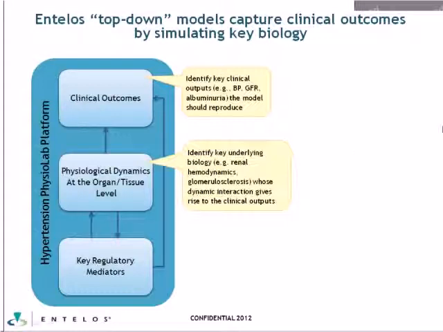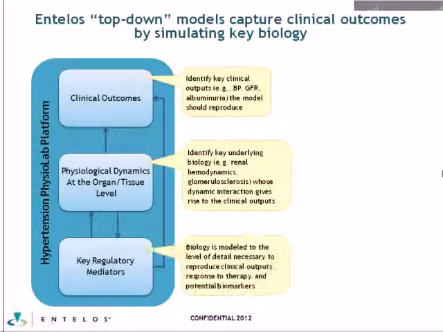Our next level down would then include such systems as the biochemistry of the renin-angiotensin-aldosterone system, otherwise known as the RAS system, which we'll be talking about a little bit today. And other things such as hormones, sympathetic nervous activity, biomarkers, etc. So again, our purpose is to represent only the detail necessary in order to capture the clinical outputs that we're interested in.